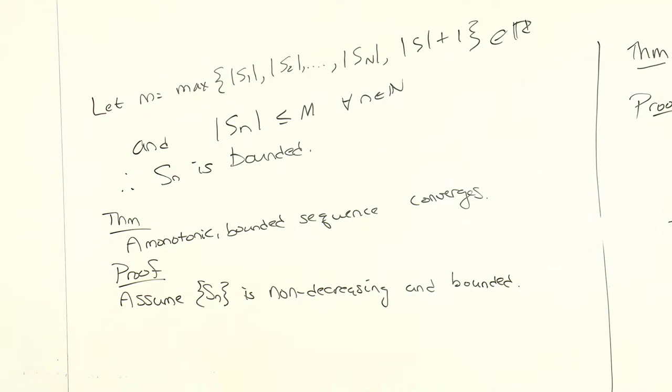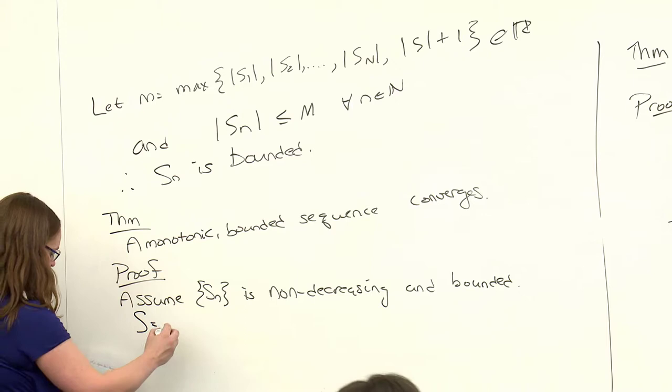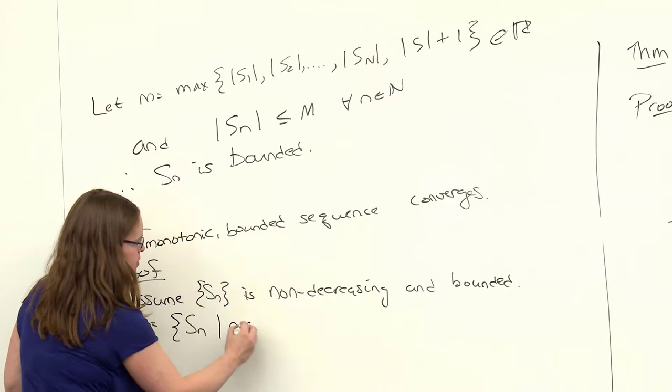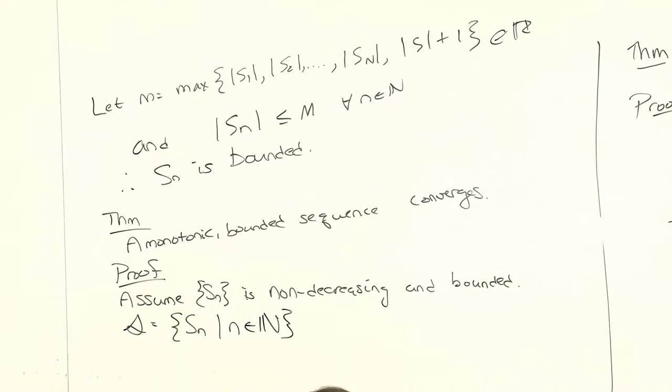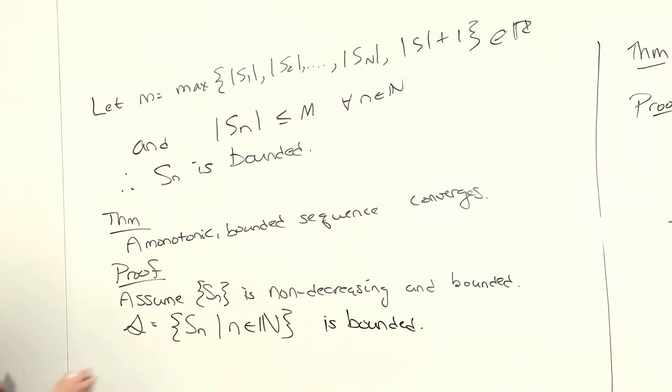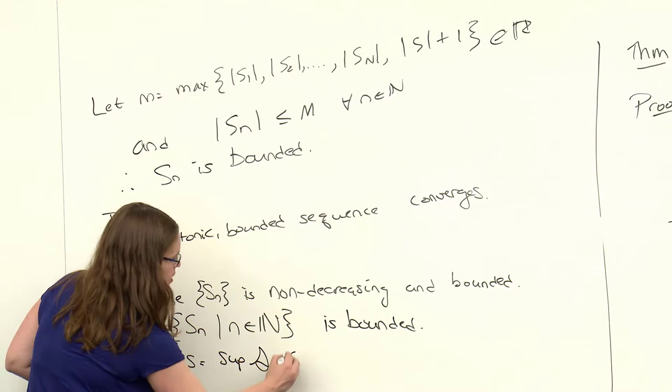So what I'm going to do is write this in terms of things that we've used before. I'm going to let script S equal the set of all Sn. So we've got a set, a subset of the real numbers. These have some values. We know it's bounded, and since it's bounded, it has a least upper bound. It has a supremum. So we're going to say the supremum of all of this is some real number.